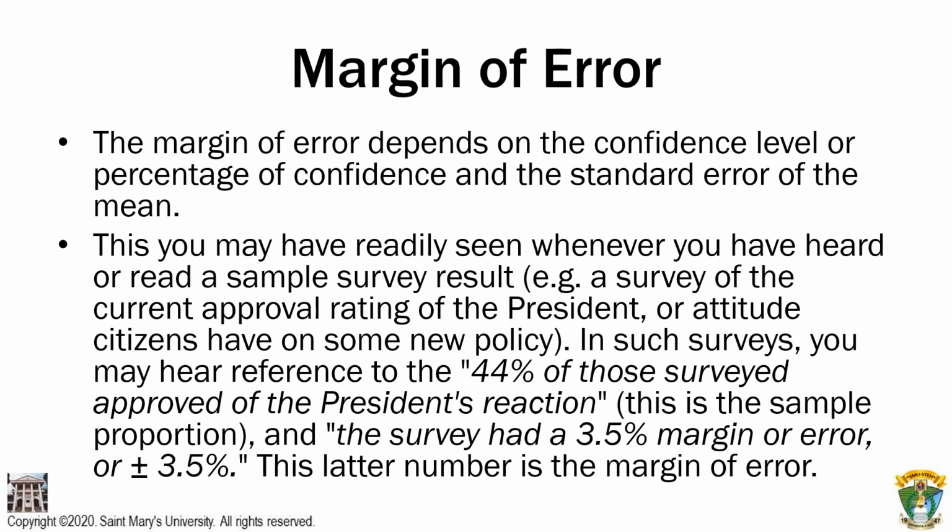So this is a sample proportion. Now the survey had a 3.5% margin of error, or that is plus or minus 3.5%. To get the lower limit, you are going to deduct 3.5% from the point estimate, which is 44%. And to get the upper limit, you will add 3.5% to the point estimate of our results. So this 3.5% here is called the margin of error.